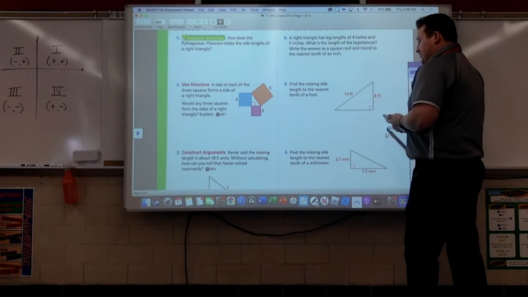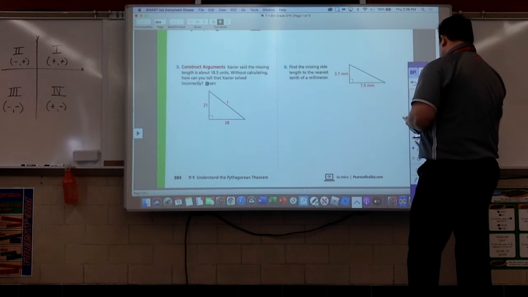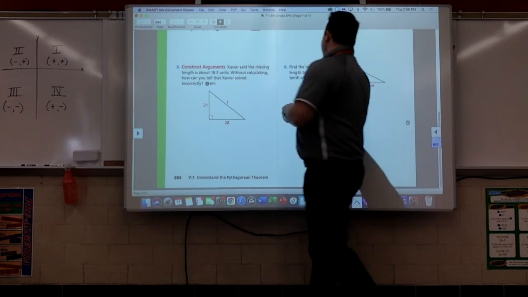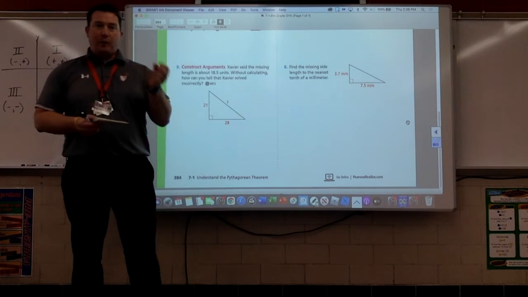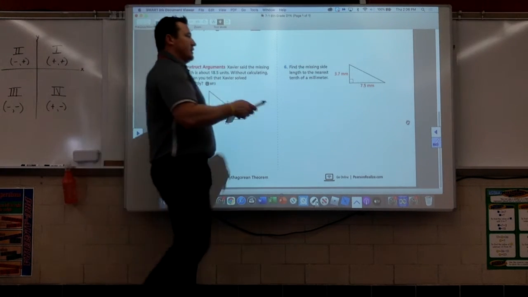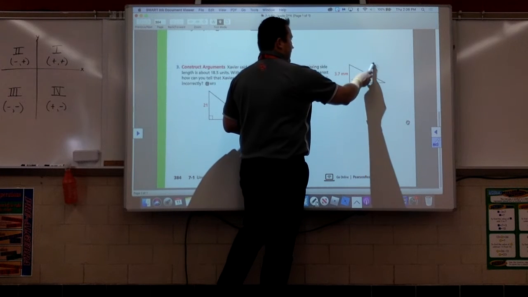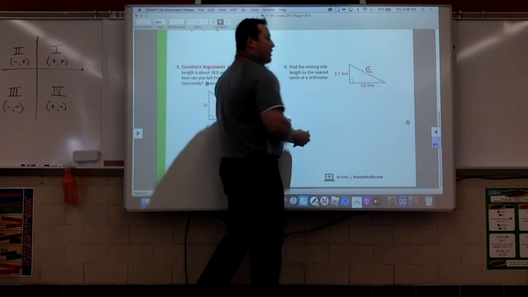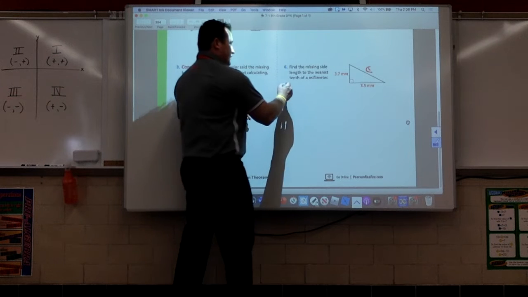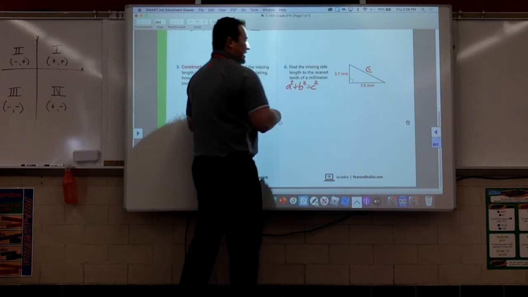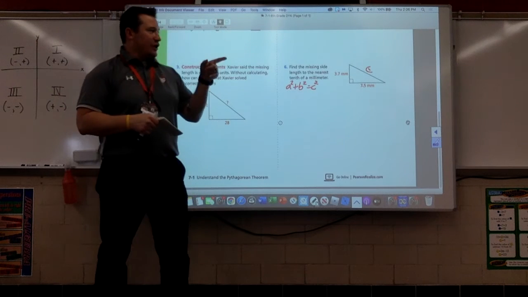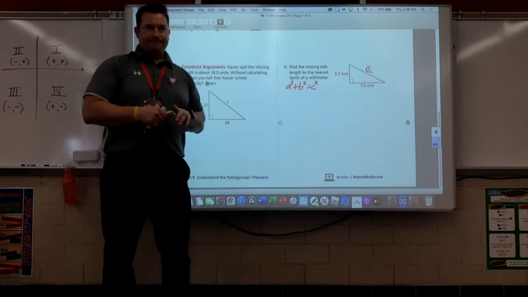All right. Last question. Then we're out of here. Find the missing side length, again, to the nearest tenth of a millimeter. Identify what parts of the triangle I have. Leg, leg, missing hypotenuse, also known as c. If you're going to use a formula, write it out. Plug in what you know. Does it matter which number goes first?